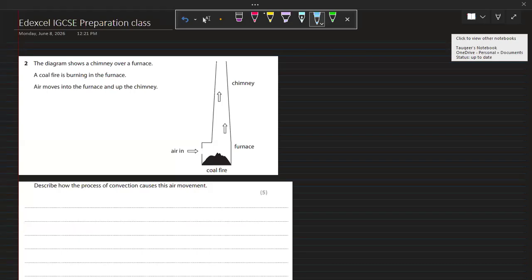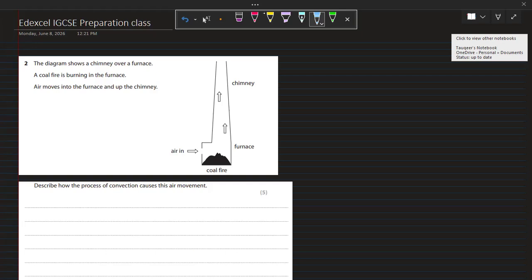Okay. And in today's class, we'll be doing the questions which are based on the topics of part one, Edexcel Physics. All right. So over here, the first question says the diagram shows a chimney over a furnace. A coal fire is burning in the furnace. Air moves into the furnace and up the chimney. So describe how the process of convection causes this air movement.